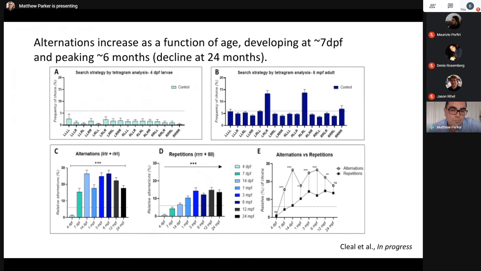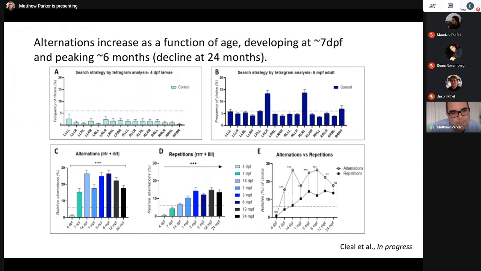We then jumped to 1 month, so we kind of doubled every time. We moved to 1 month and we saw it drop a little bit back to what we saw with the 7 days. We then saw in our 3 month fish roughly the same as what we'd seen in 14. Again, it peaked at 6 months. Obviously, it wasn't significantly different from 3 months, but it is slightly higher. And we started to see a reduction at 12 months. I'm going to come back to this in a few minutes.